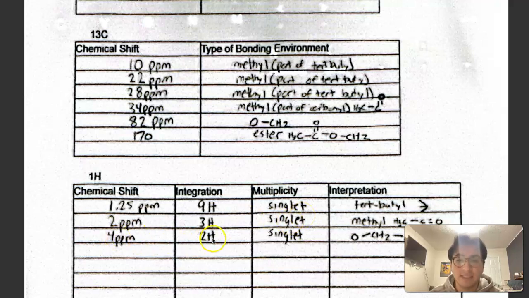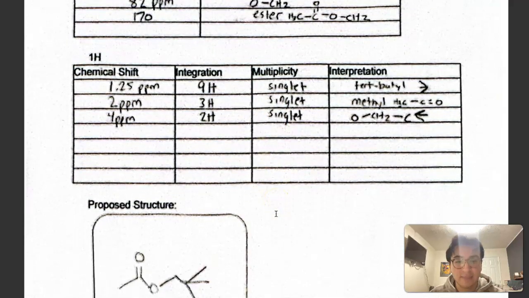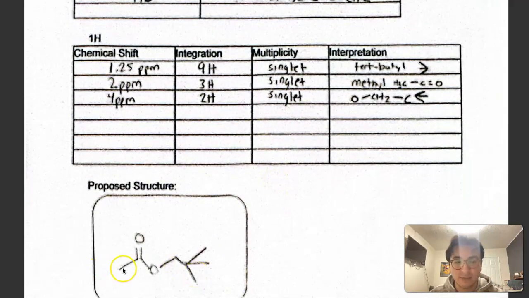And at 4 ppm, we see 2H plus 2H. So we know that is the CH2 connected to the O, and then on the other side is connected to the tert-butyl carbon that, as I mentioned up here, has no hydrogens, giving it also that singlet. And this is my proposed structure.